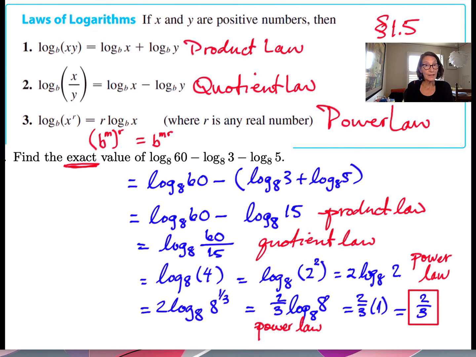All right, so that's how to use all 3 properties of logarithms. And just keep in mind always, logarithms are just exponents, so you're really using exponent laws.